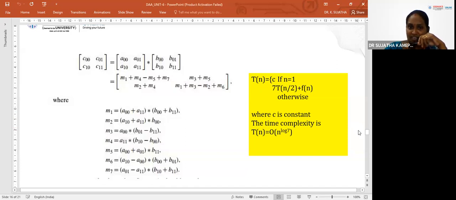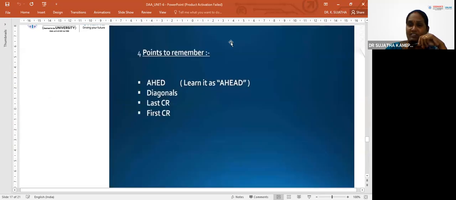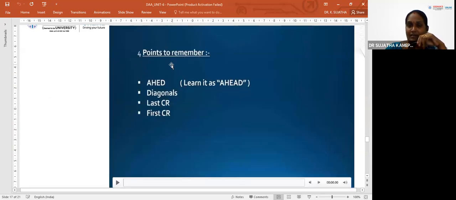Maybe you may be worried about how to remember all these values, how to write all these values and all these additions and subtractions. So here I'm going to play a small video which explains 4 points to remember the additions and subtractions which are involved in Strassen's matrix multiplication. Please see the video and do.